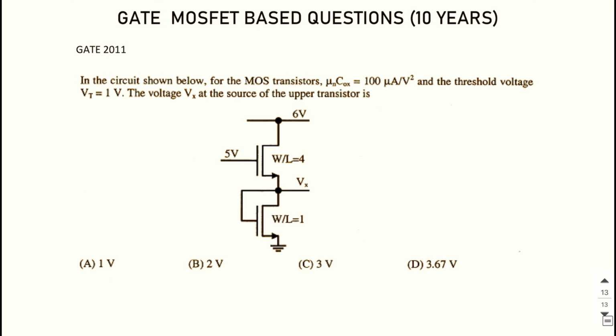So this question says that in the circuit shown below for the MOS transistor, mu n Cox is given as 100 microampere per volt square and the threshold is 1 volt. The voltage Vx at the source of the upper transistor is. So now we have to find out this unknown voltage, that is Vx.